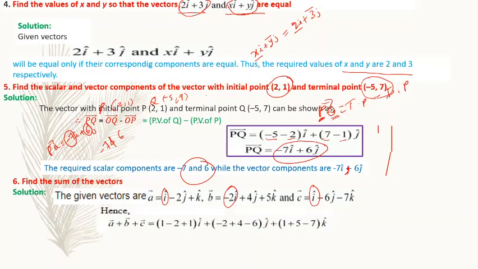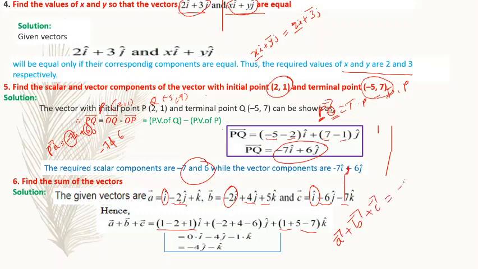So vector A plus B plus C is equal to, here it is 1, here it is -2, here it is 1. So 1 minus 2 plus 1. And next, coefficients of j I'm taking now: -2 plus 4 minus 6. Similarly, coefficients of k I'm taking: 1 plus 5 minus 7. So finally I got the answer: -4j minus k. That means vector A plus B plus C is equal to -4j minus k.